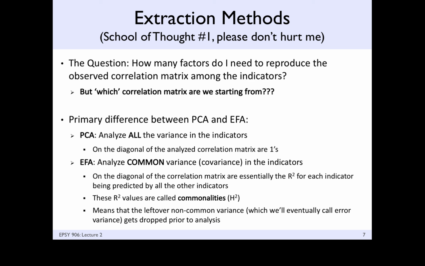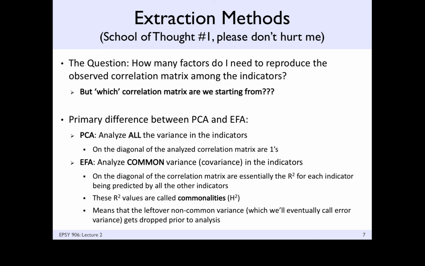School of thought number 1. How many factors do I need to reproduce the correlation matrix? That's usually what we start with. We have a correlation matrix of our items, and we throw it into this thing. The primary difference between PCA and EFA: in PCA we take all of the variance, and in EFA we analyze what's common, kind of the R squared, the common variance among each of the indicators. This is the difference between the two.